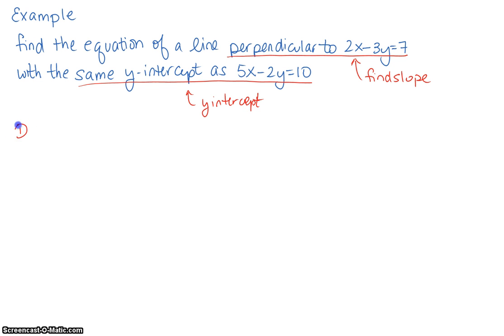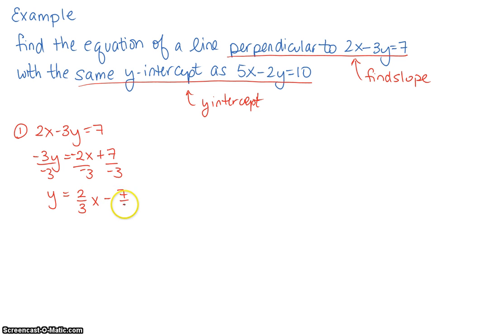So if we look at the one that's perpendicular first, 2x minus 3y equals 7. Isolate for your y, you get negative 3y equals negative 2x plus 7. Divide each term by negative 3. Y is then going to become positive 2 over 3 x minus 7 over 3. There's the slope of that line. We want the equation to be perpendicular, so the perpendicular slope is going to become negative 3 over 2. So we need that piece of information from that first line.